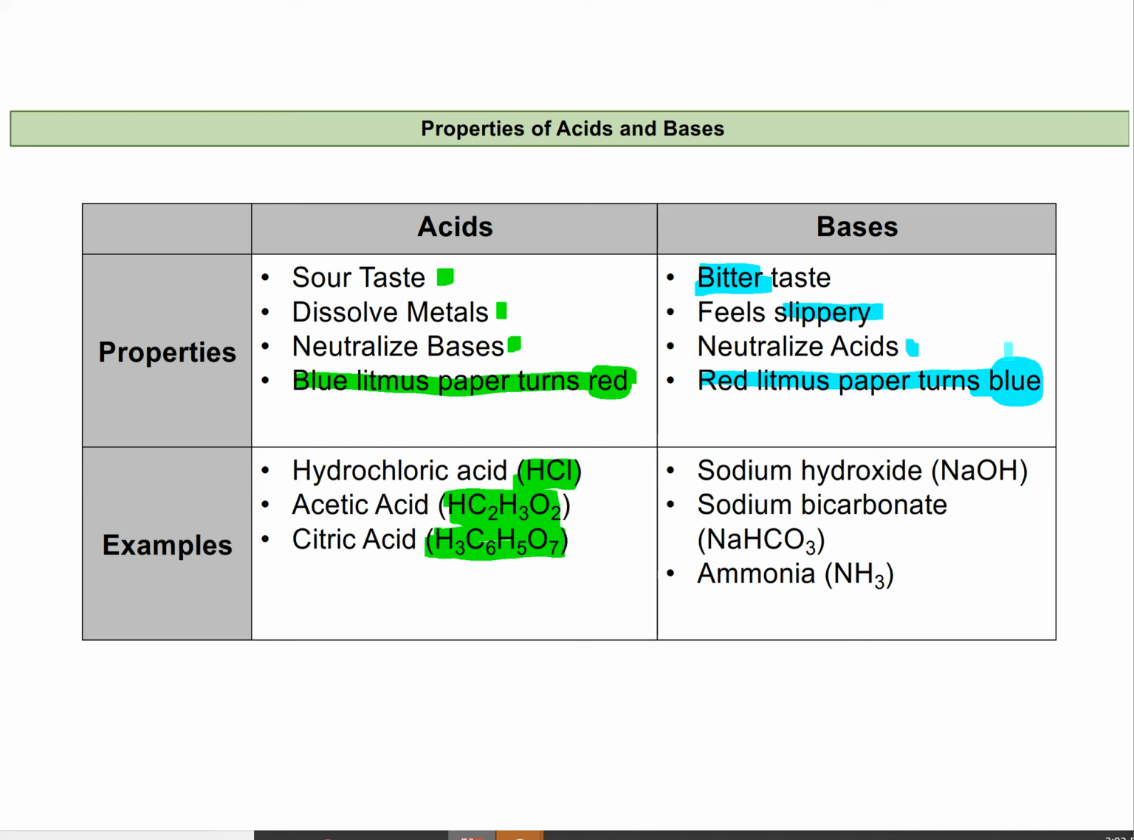There are fewer bases that we use in our daily life. Acids we use a lot of, at least when we think of food. But sodium hydroxide is a common strong base. And sodium bicarbonate we use a lot in the kitchen and in the household. And ammonia is often used as a cleaning product.